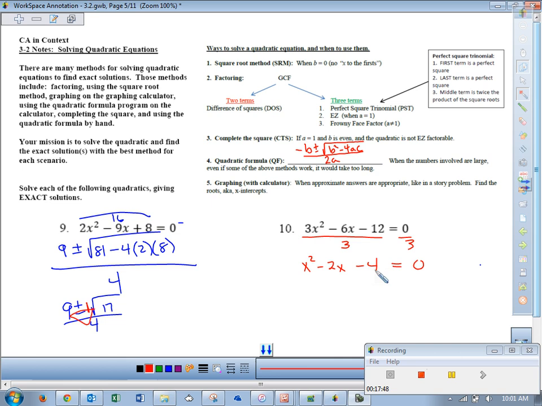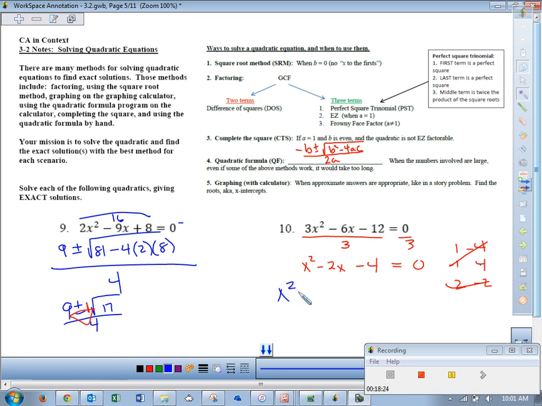Numbers that multiply together to be negative 4 are 1 and 4, but one of them has to be negative. But those don't add up to be the correct numbers. Or 2 and negative 2, those don't add up to be the correct numbers. I cannot factor him. Complete the square or quadratic formula. It's your choice. I think complete the square is pretty easy because a is 1 and b is even. If you don't like it, use quadratic formula. Let's complete the square just for more practice, though.